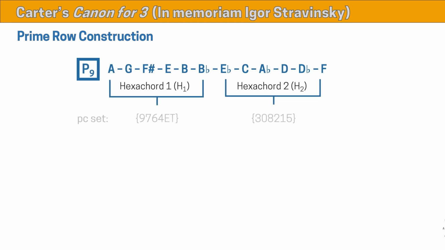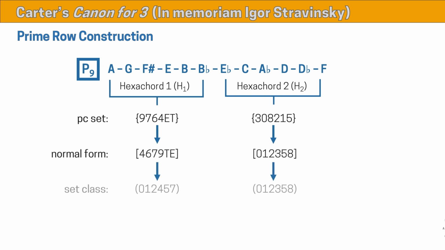If we divide Carter's row into 2 hexachords, we can find their set classes, 012457 and 012358. These hexachords are Z-related, which means that they possess the same interval vector. Both hexachords contain the same number of each interval class, but their set classes are not the same. This construction suggests the notion of an inexact similarity. The 2 hexachords are related, but not identical.